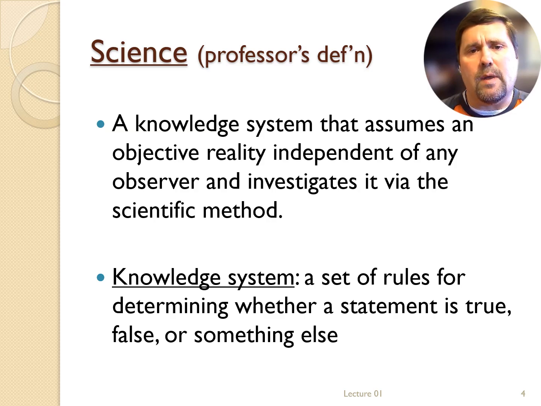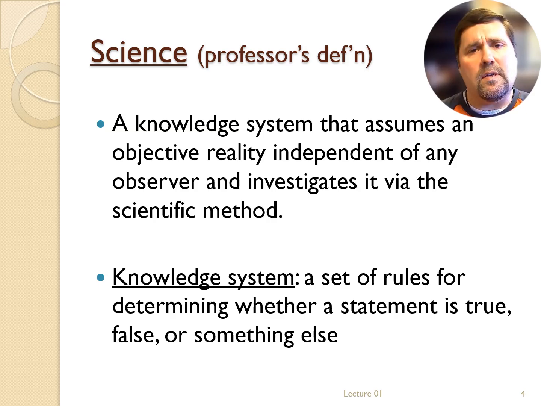Where science differs from other knowledge systems is the rest of the definition. Science assumes an objective reality independent of any observer. All knowledge systems make assumptions. In mathematics, those assumptions are called axioms. In religion, they're called articles of faith. Science makes the assumption that there is something to learn about. This means that in science, you start by assuming there's something out there, outside of yourself, and it is true or false, whether you agree or not. Other knowledge systems are much more subjective. Whether an idea is true or not depends on who's asking.